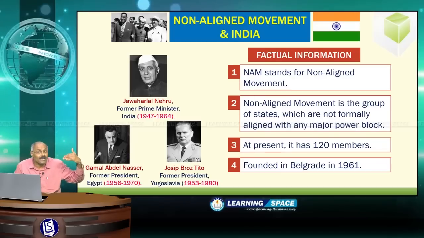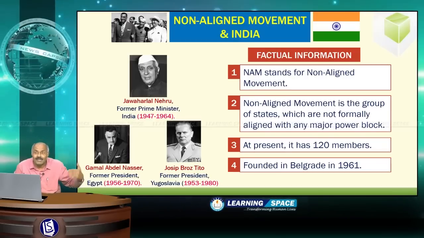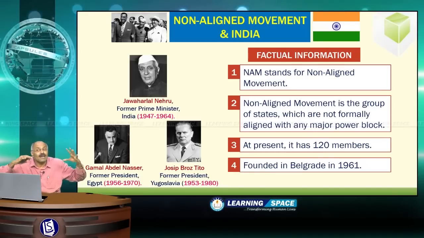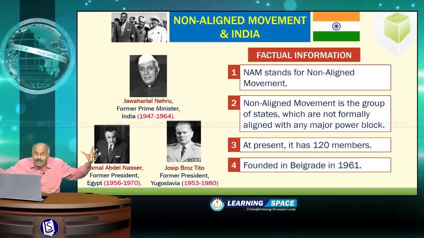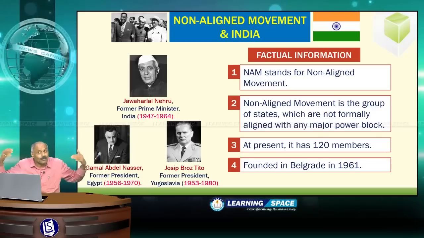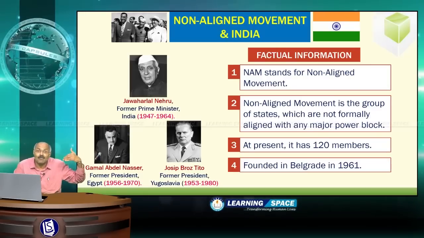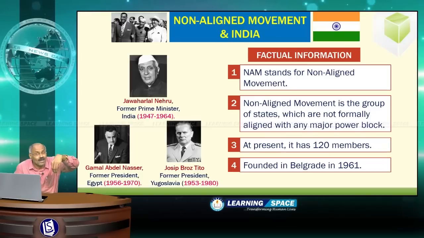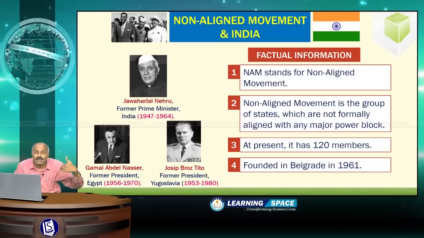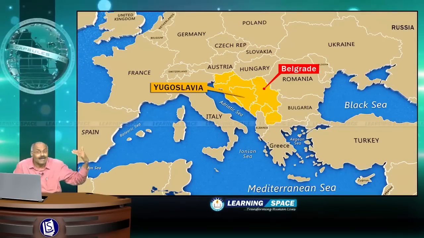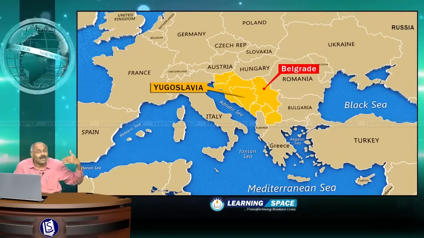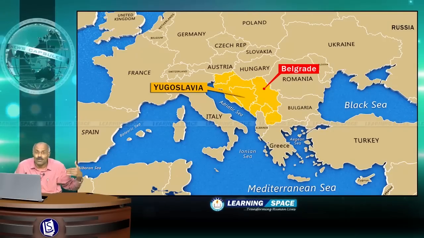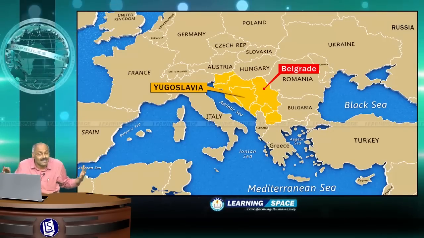So, I have listed out here. NAM stands for non-aligned movement. Non-aligned movement is the group of states which were not formally aligned with any major power block in the Cold War era, and at present it has 120 members, and this was formed in Belgrade in 1961. Belgrade was in the then Yugoslavia, and at present Belgrade is the capital of Serbia. And see the irony, Yugoslavia is no more in existence now.